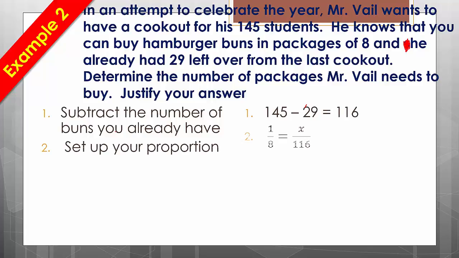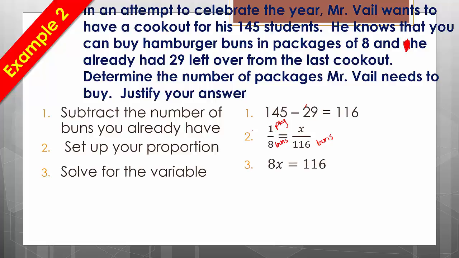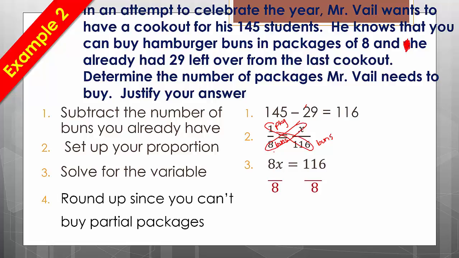So we're going to set up a proportion. One package has 8 buns, and this is how many people we need buns for, 116. That makes sense, right? We shouldn't put that on top, because we don't need 116 packages of buns. And then it's just a matter of setting it up and solving for the variable. So 8 times x, remember you guys call it a butterfly, equals 116. Divide both sides by 8.